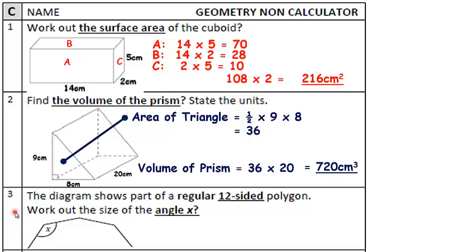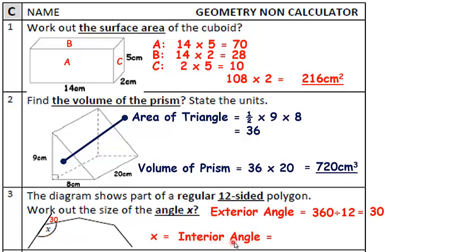Question 3 is very similar to the ones in sheet A and sheet B. Okay, I need to work out the exterior angle first. The exterior angle is 360 divided by the number of sides, which is 12 in this case. 360 divided by 12 is 30. So this angle on the outside here is 30. Remember, the exterior plus the interior angle is 180 degrees. So the interior angle, x, is 180, take away 30, which is 150, and that's your answer.